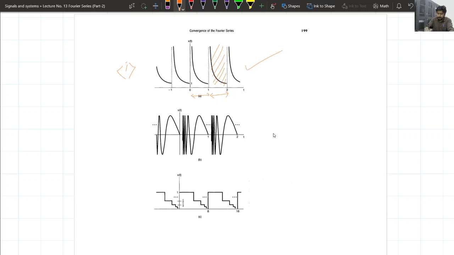Let's say the signal has a period of 1 second. This signal is tending towards infinity when it reaches 1. That means if you take its absolute integration over any period, say from 1 to 2, it will tend towards infinity. So for such signals, we cannot represent them in terms of Fourier series.